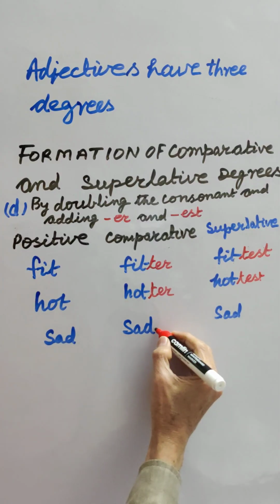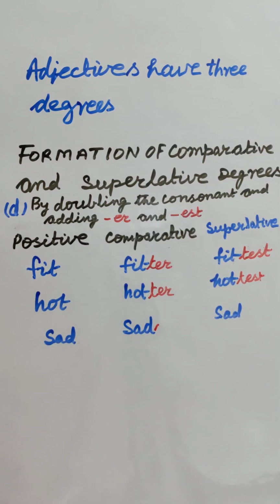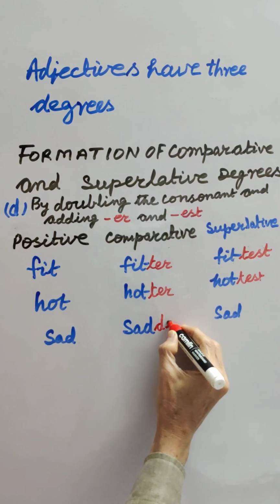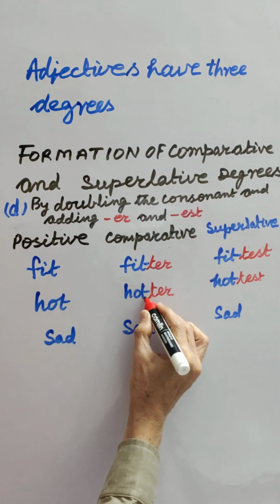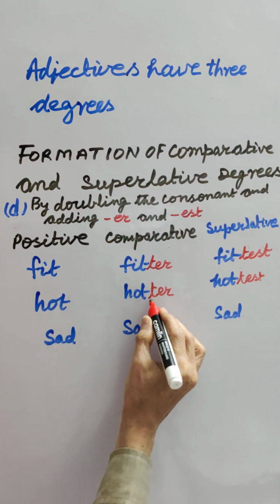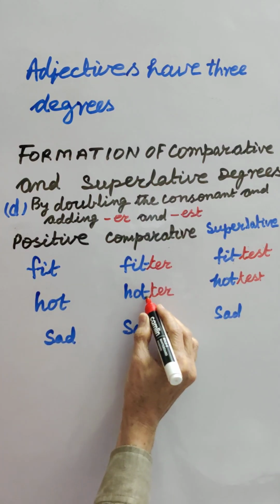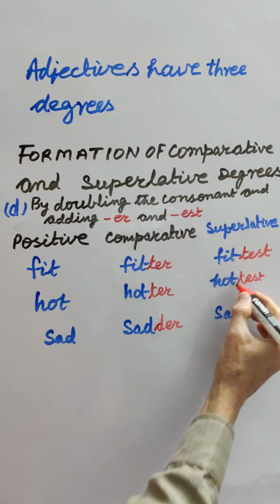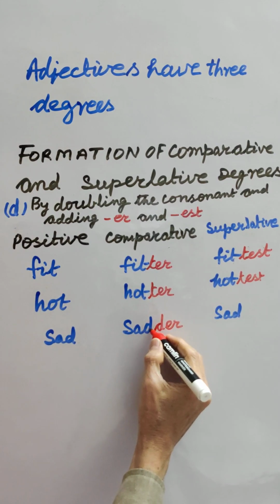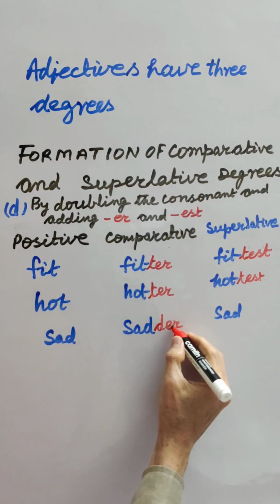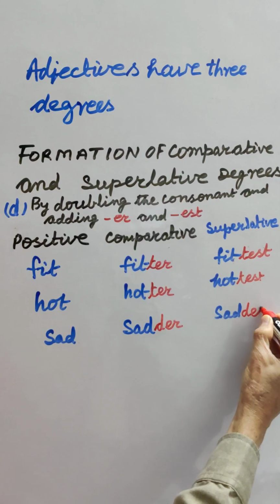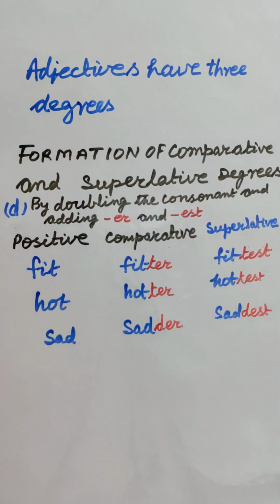For sad, sadder. If at the end there is T, we shall double the T before O. Since after O there is T, we shall double the T. And if there is D after A, we shall double the D. S-A-double D-E-R, S-A-double D-E-S-T, saddest.